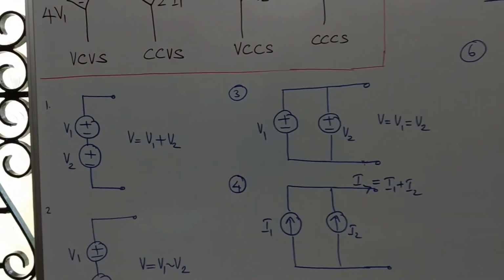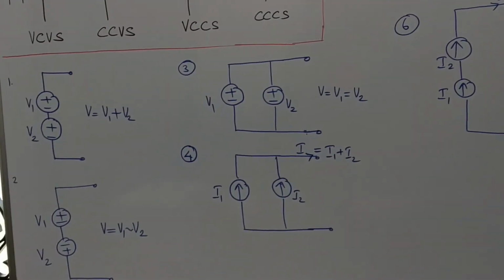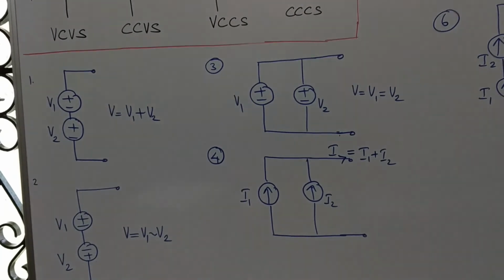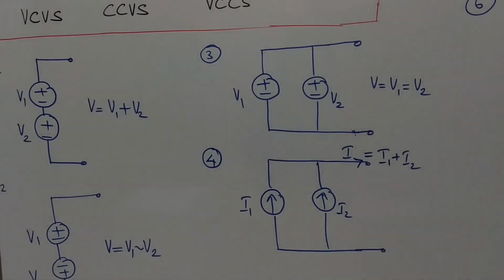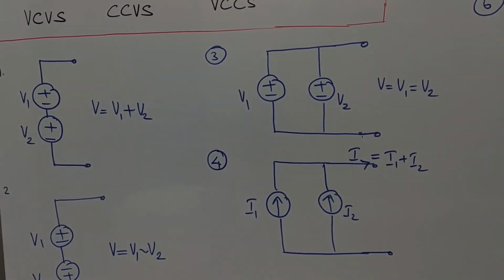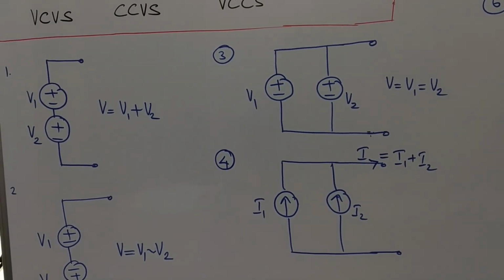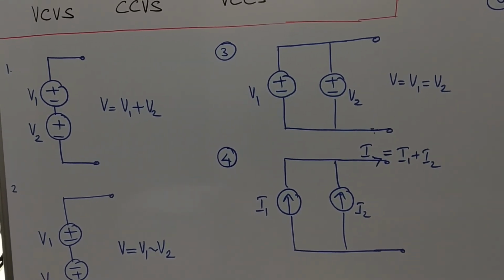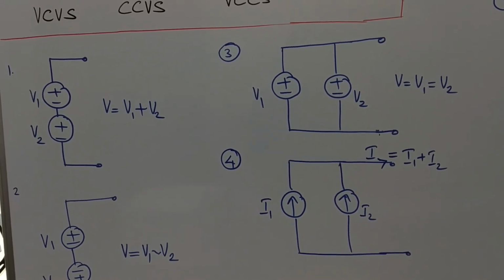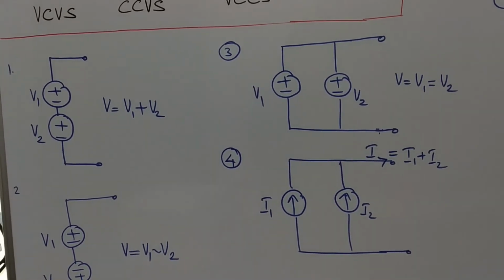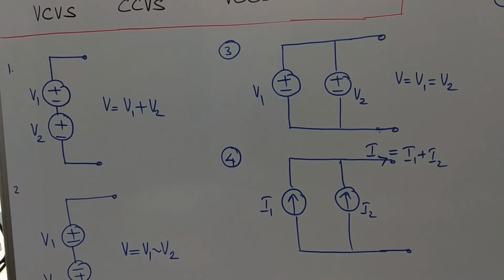Now we'll see some examples of several circuit connections. Now see the first one. Here 2 voltages are connected in series. Plus minus, opposite polarities are connected in series. So the battery will add up. The output voltage will be V1 plus V2.